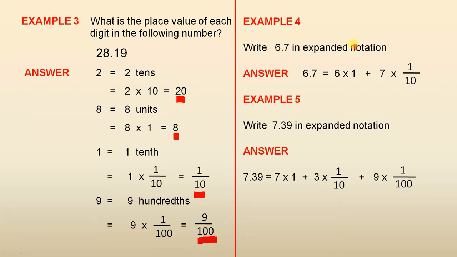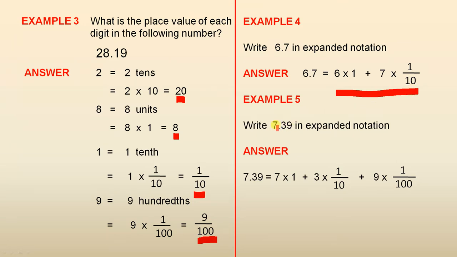Example 4. Write 6.7 in expanded notation. Now this is very similar to what we've just been doing here, but we just write it differently. Remember I said the 6 here is in the units column, so it's 6 times 1. The 7 is in the tenth column, the 1 tenth column, so it's 7 times 1 tenth. So that's what we call expanded notation.